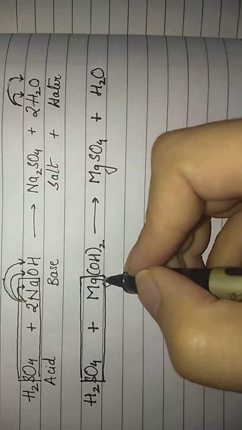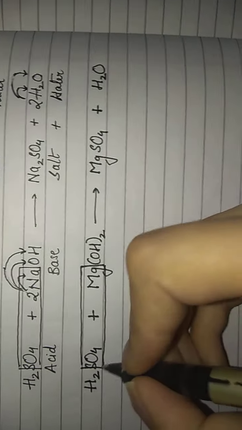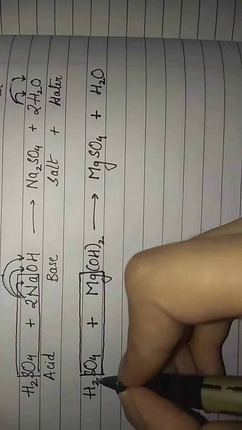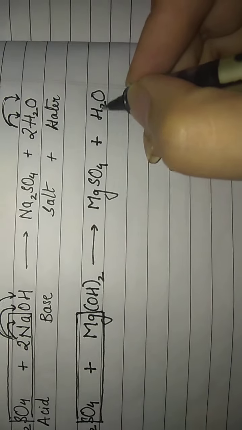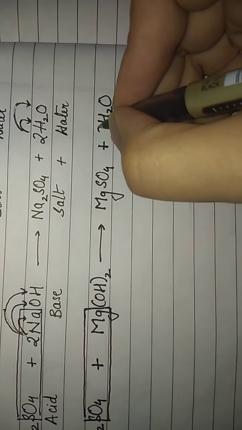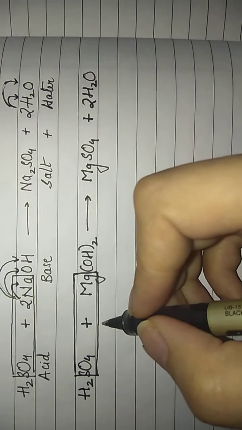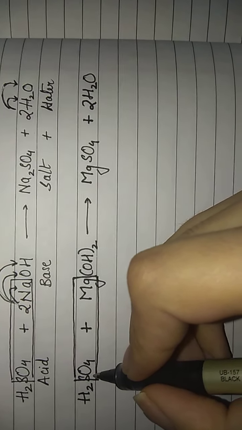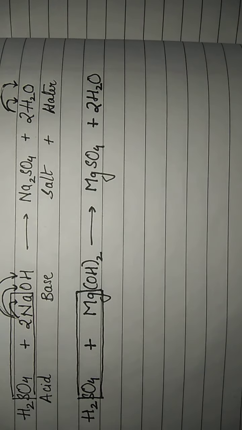Let me check whether this equation is balanced or not. I have one magnesium on the left and one magnesium on the right. Now let us check for hydrogen. 2 hydrogens here and 2 hydrogens here. So total 4 hydrogens, while on the right hand side I have only 2. So I multiply it with 2. Now I have 4 hydrogens on the right hand side also. Let's come back to the left hand side and check for sulfur. 1 sulfur on the left, 1 sulfur on the right. So my sulfur is balanced.